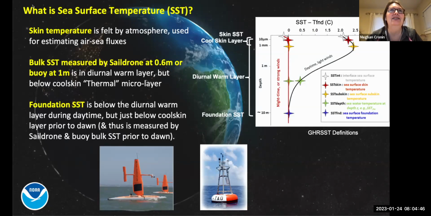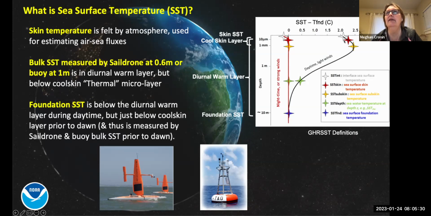Okay, what is sea surface temperature? This is a cartoon of the top 10 meters and where sea surface temperature is in here. Oftentimes what's measured is at 1 meter, which we often call the bulk sea surface temperature. The buoys measure at about 1 meter, but the saildrone, which I'll be showing some data from, actually measures it at 0.6 meters. So closer to the surface, but still within this diurnal warm layer.